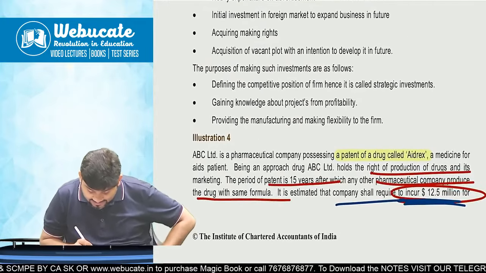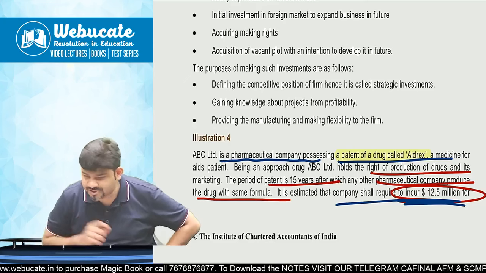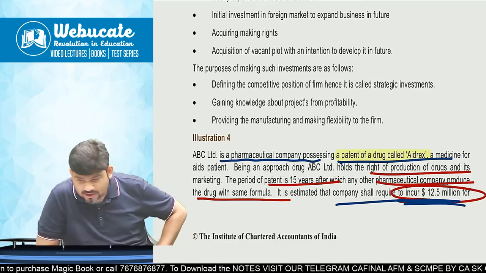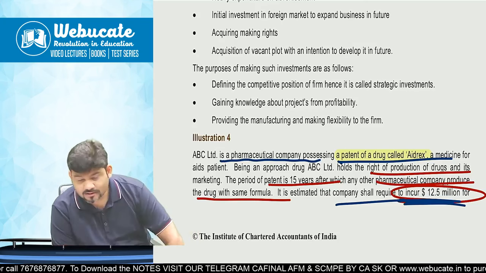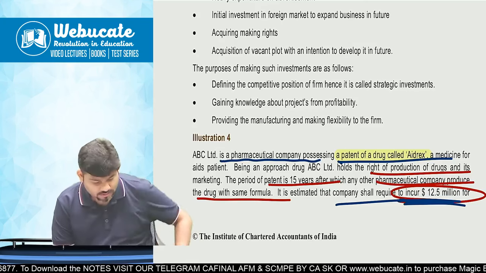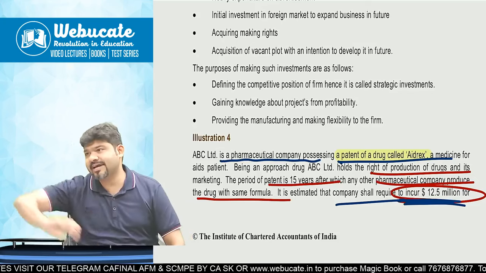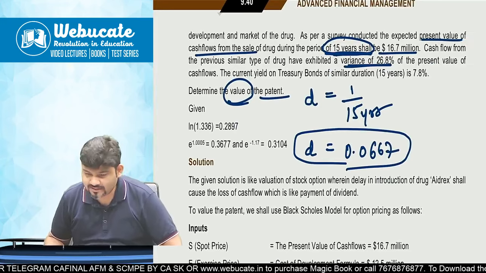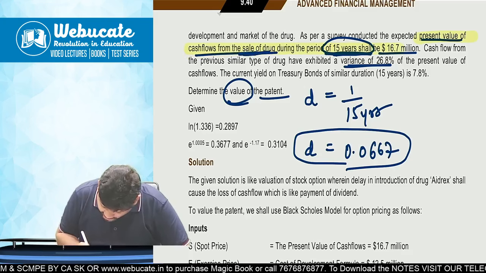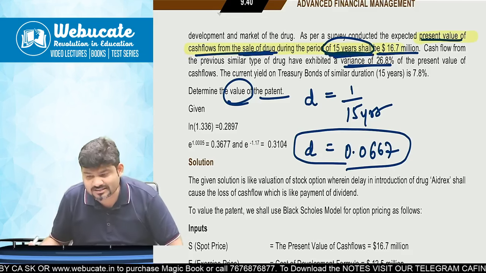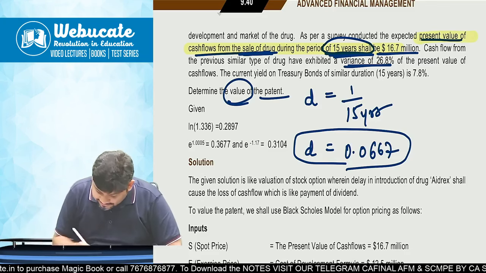Now, they have said that ABC is a pharmaceutical company possessing a patent drug called Idrex, a medicine for this. Being an approved drug, ABC Limited holds the right of production of drugs and its marketing. See, the period of patent is 15 years. So, obviously, if the 15 years are over, then we can share this patent with anybody. Now, we are expecting the present value of cash flows from the sale of drug during the period of 15 years, which shall be $16.7 million. Cash flows have also been generated at a variance of 26.8.